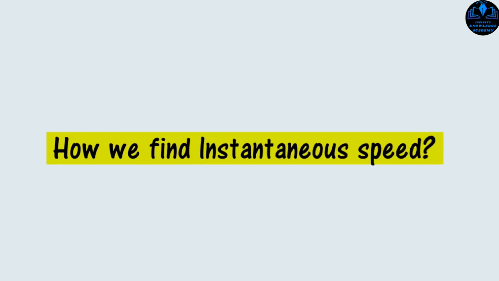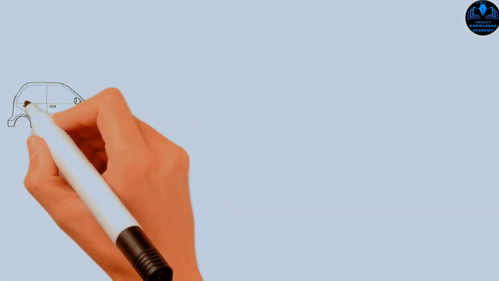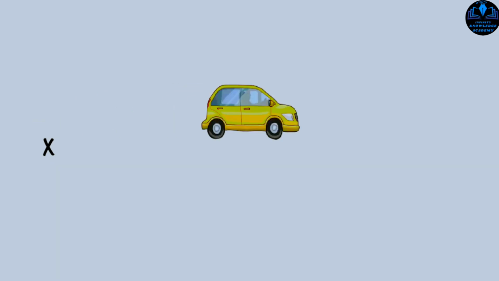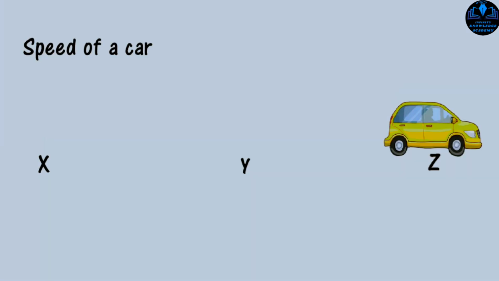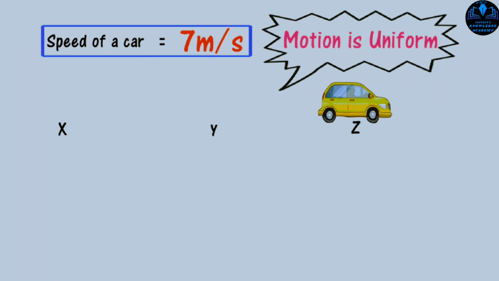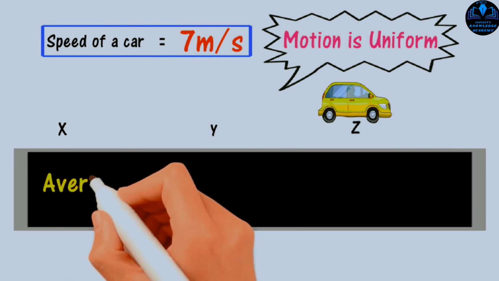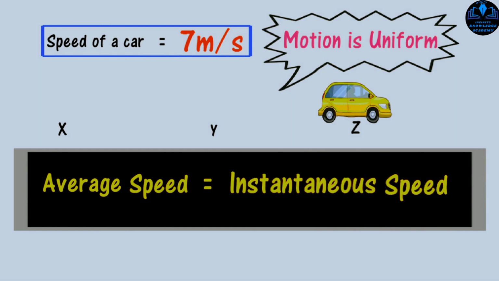Now how do we find the instantaneous speed if the car is moving in uniform motion? Let's again consider a car moving from point X to Y and from Y to Z. Let the speed of the car from X to Y and from Y to Z be 7 meter per second. Now we know here that the motion is uniform, so the instantaneous speed is 7 meter per second. So keep it in your mind, when instantaneous speed is not changing, then average speed becomes equal to instantaneous speed. So in uniform motion, the average speed is actually giving you the instantaneous speed.